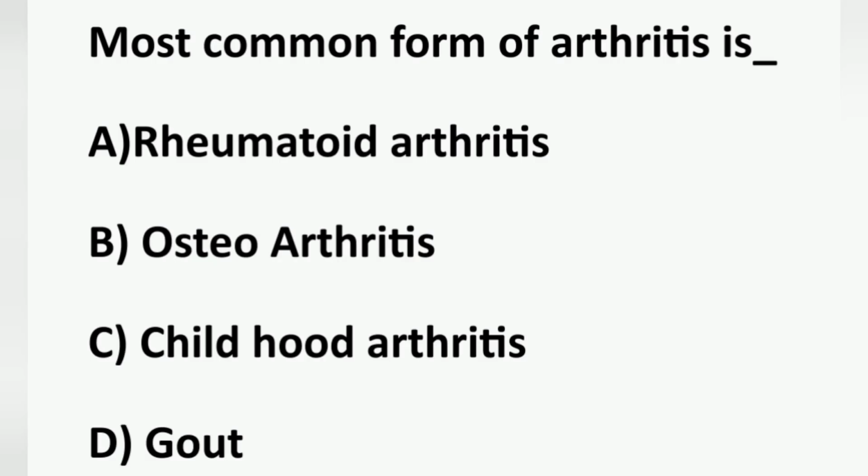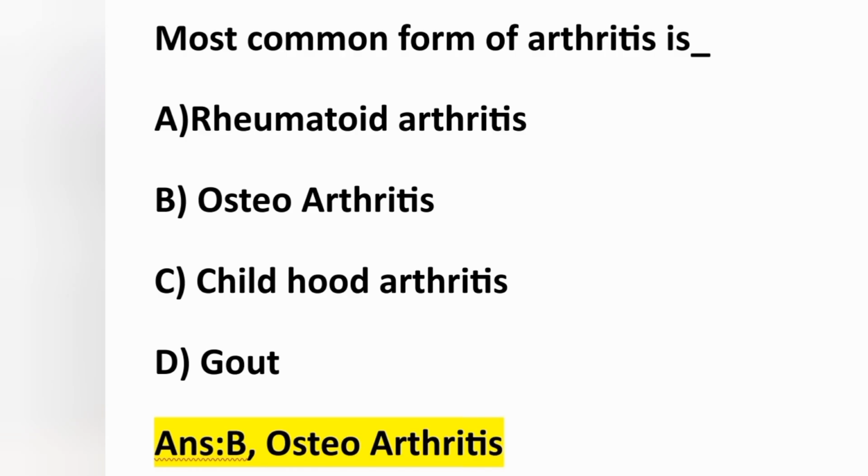And the very next question, most common form of arthritis is. Options are option A rheumatoid arthritis, option B osteoarthritis, option C childhood arthritis and option D gout. And the correct answer is option B osteoarthritis is the most common form of arthritis. These all options are the type of arthritis. Okay. In this, osteoarthritis is the most common form of arthritis.